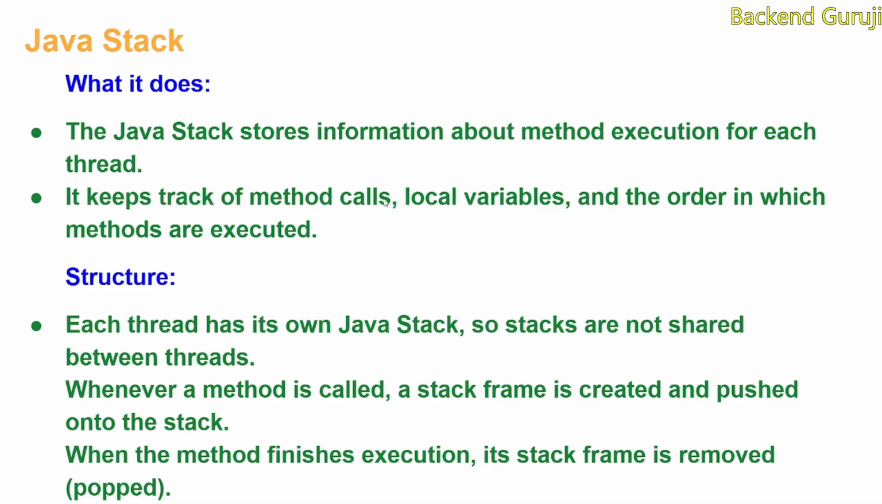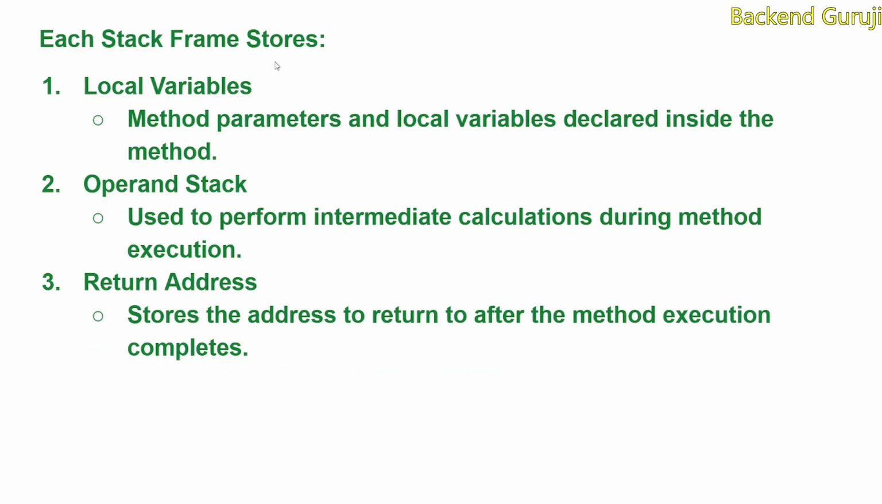Structure: each thread has its own Java stack, so stacks are not shared between threads. Whenever a method is called, a stack frame is created and pushed onto the stack. When the method finishes execution, its stack frame is removed. The stack frame stores local variables, method parameters, and variables declared inside the method. Operand stack, return address. What is the operand stack doing? It is used to perform intermediate calculations during method execution.